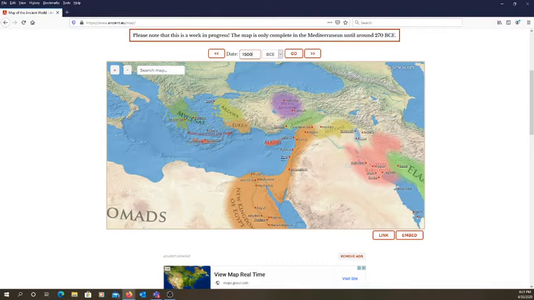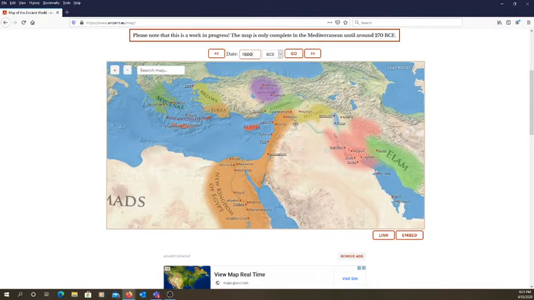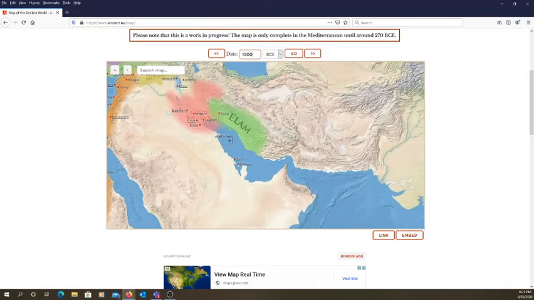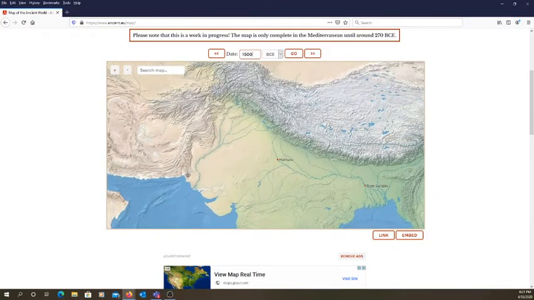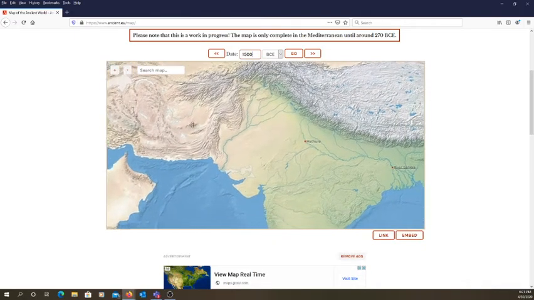In 1500 BC, Egypt has gained more control. The Assyrians are really, really tiny now. The Mitanni, the Kassites, the Hittites, and the Elamites. You see it's still there. We can see that the city of Harappa has fallen out of use.